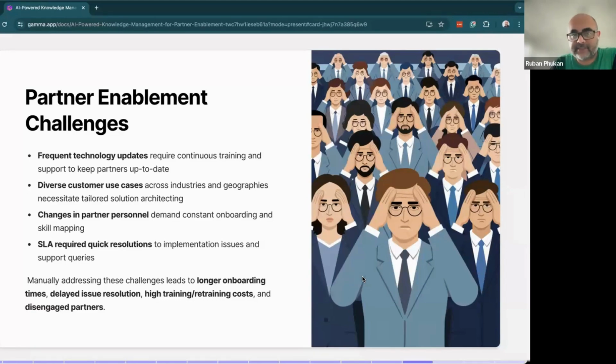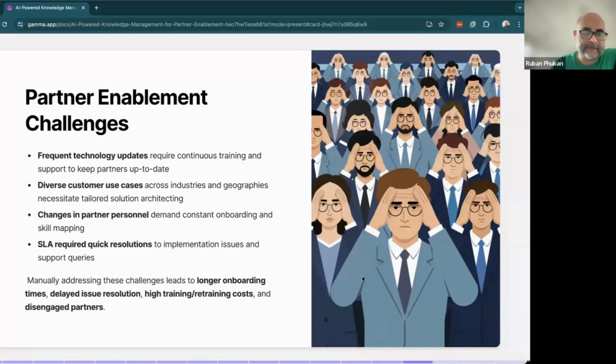The second is the diverse customer use cases. They have partners catering to customers across different industries and geographies, right? So they need to cater to local compliance and regulatory requirements, or even local languages and things like that. So this is another challenge for them, to keep producing content in multilingual formats on a continuous basis.